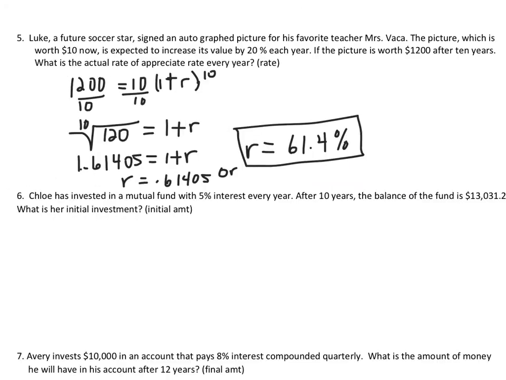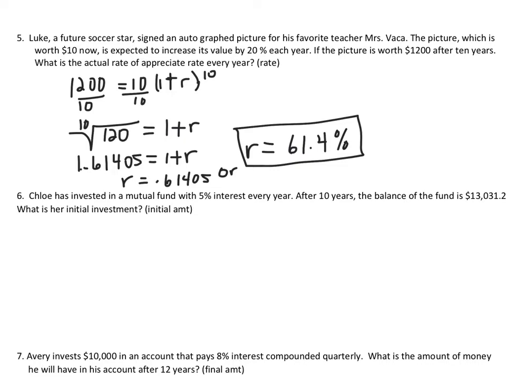Problem number 5 is pretty straightforward. Luke, a future soccer star, signed an autograph picture of his favorite teacher, Mrs. Vaca. The picture, which is worth $10 now, is expected to increase its value by 20% each year. If the picture is worth $1,200 after 10 years, what is the actual rate of appreciation for every year? What is the appreciation rate for every year?